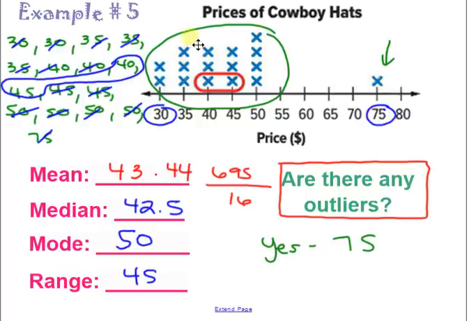It would work the same way if there was a number way over on this end over here, like the number 4, for example, and all the data was over here. So an outlier is a number that's far away from the rest of the data.